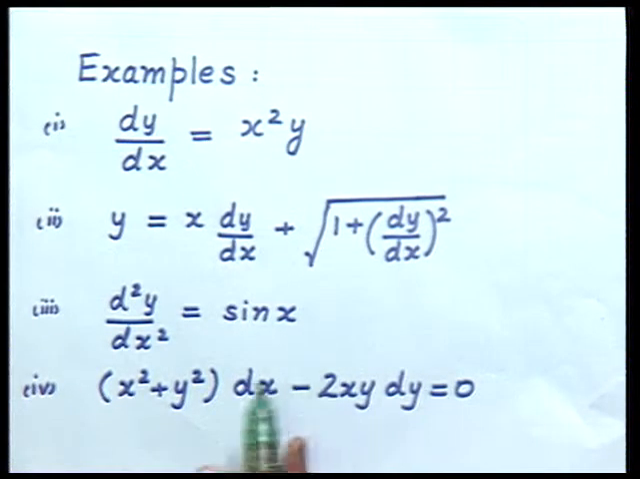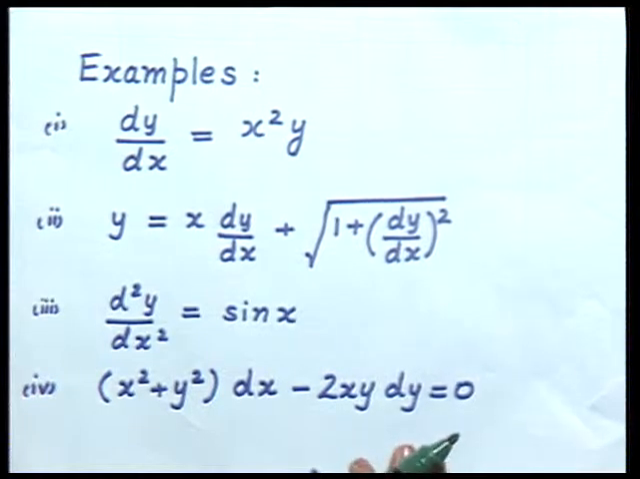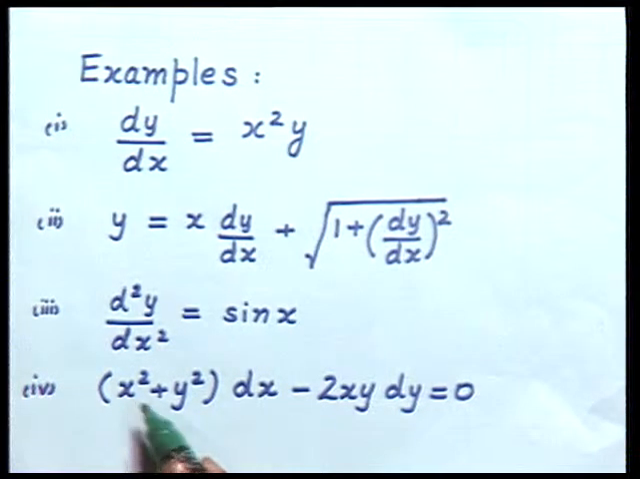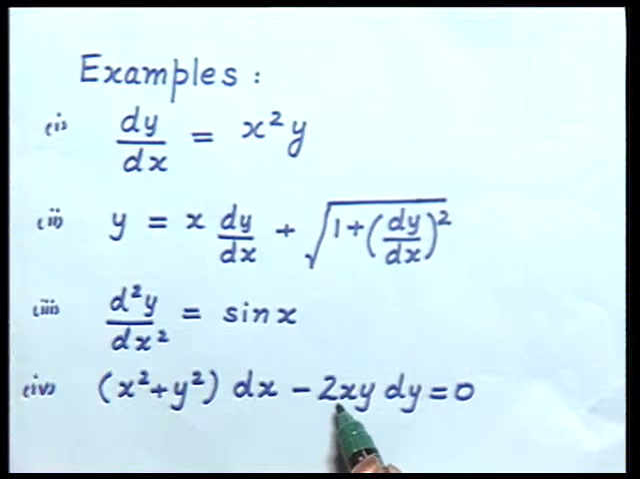When differentials are involved, as we are going to bring them in many cases, it will look like x square plus y square dx minus 2xy dy equal to 0. These are just some of the examples of differential equations. Just as polynomial equations are classified in terms of the degree into linear, quadratic, cubic, etc., we have classification for differential equations based on what we call the order and degree of the equation.